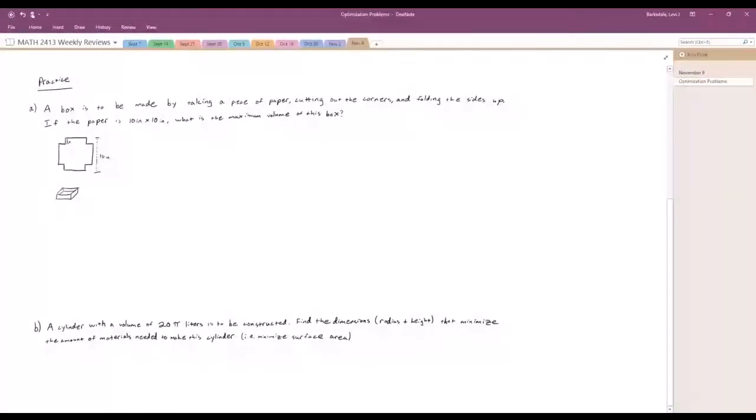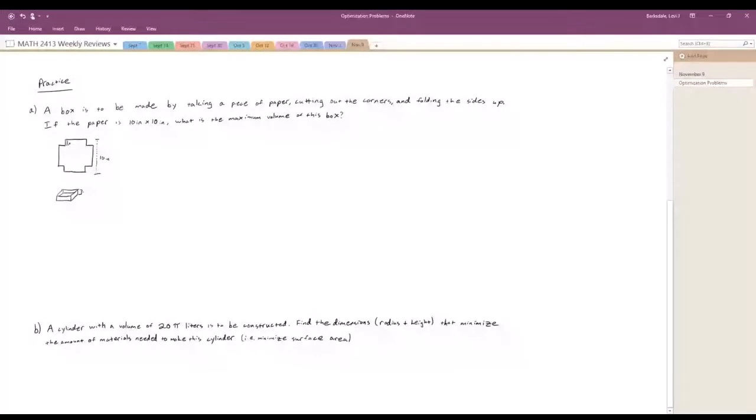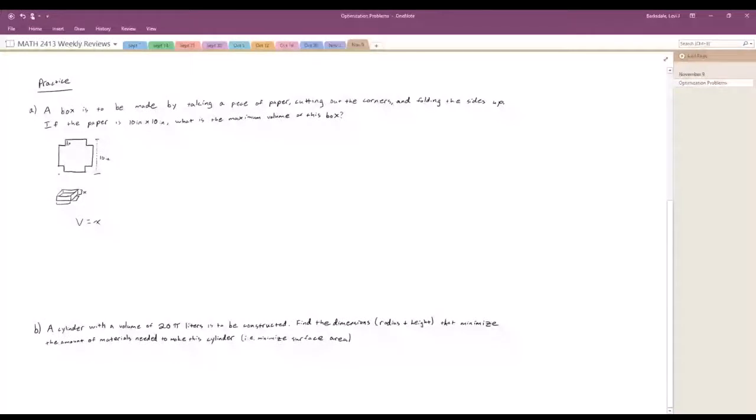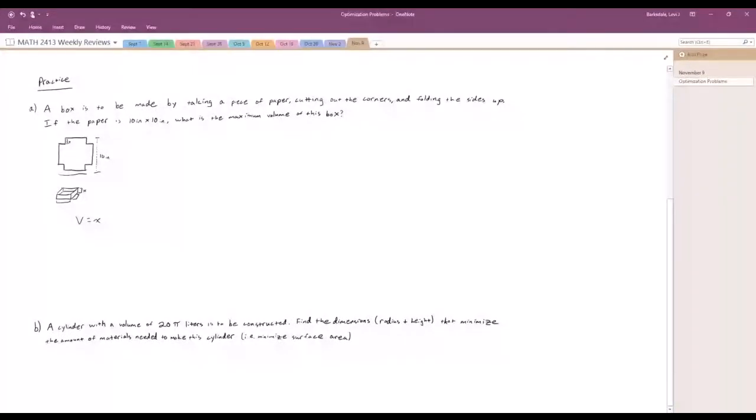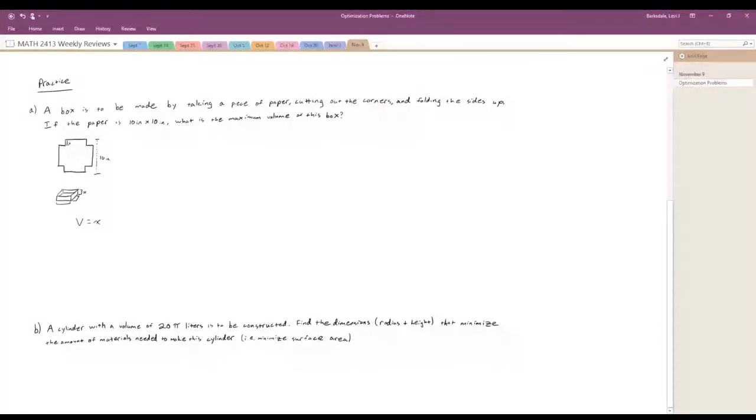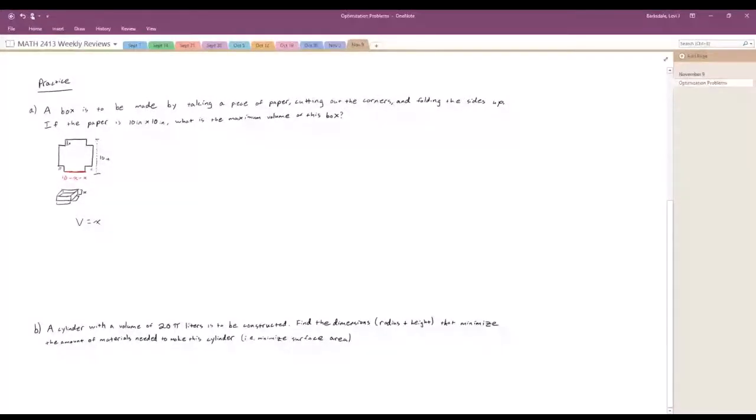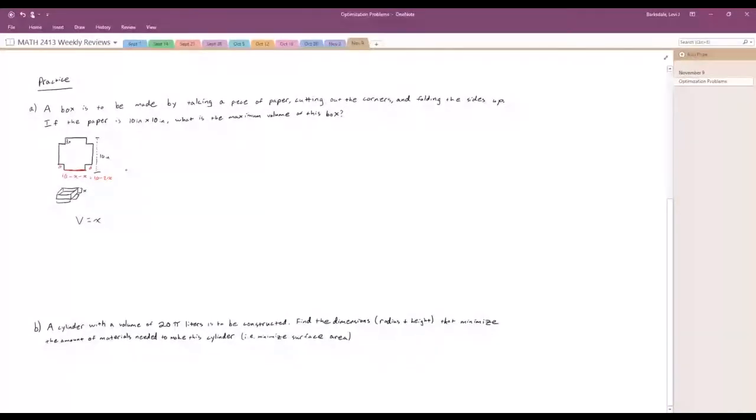And this height here would be x. So we can say that the volume would be the length times the width times the height. We know that the height is x. Now then the length would be this distance right here. I'm actually going to draw that in a different color. The length would be this distance here, which would be our 10 inches minus 1x for this corner, minus the second x for this corner, or 10 minus 2x. And that would actually be the same as this distance here.